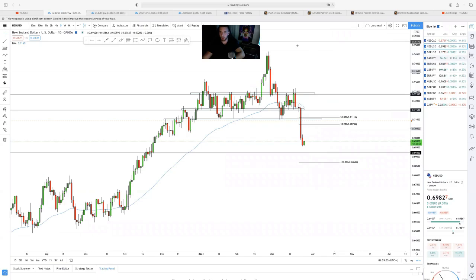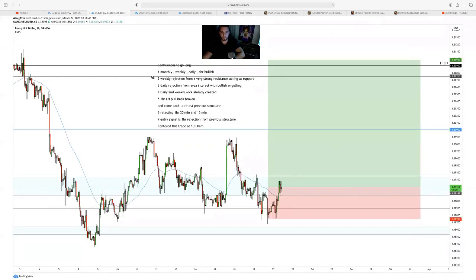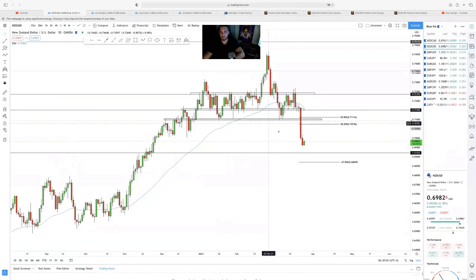If you know how I always write down the confluences. These were all the confluences that I went long on Euro USD. Find me this many confluences here to go long. There won't be any at all. To go short here, there will be the equal amount. Does that make sense, guys? That's as simple as it gets.